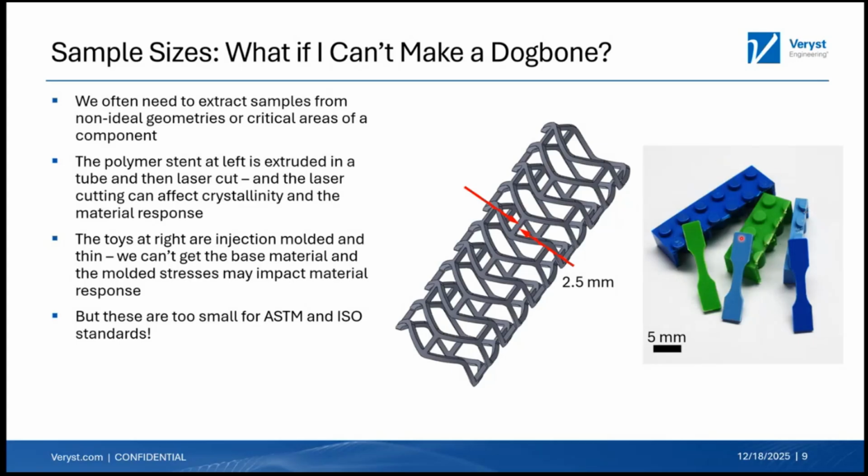The other example is probably familiar to you. These are toy bricks that kids like to play with. The question here might be, I know this material is ABS, and ABS is pretty good, but these are pretty small parts with pretty thin walls. I want to make sure that the injection molding process hasn't changed the material properties. So how can I do that, because I have such small samples?